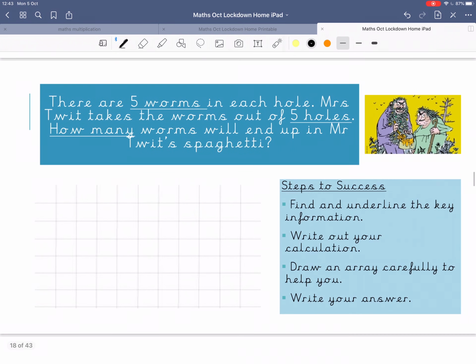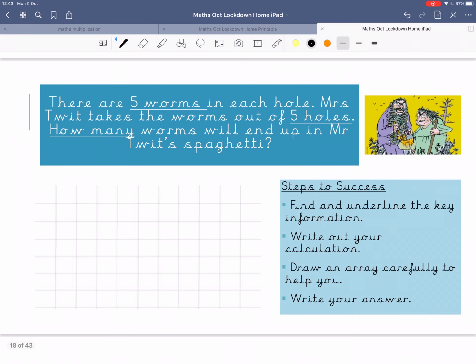Okay, last example we're going to do together. Now we've got, there are 5 worms in each hole. Mrs. Twit takes the worms out of 5 holes. How many worms will end up in Mr. Twit's spaghetti? Unlucky Mr. Twit. Okay, we've already got our key information underlined, so we need to write out our calculation.